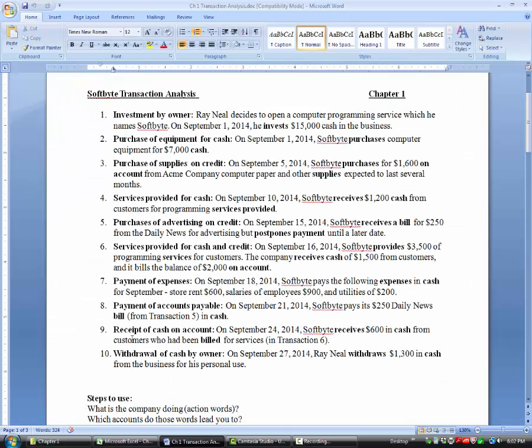Similarly, Softbyte won't have another expense just by virtue of paying its existing bill. Looking at transaction number 9, we see that there's a receipt of cash on account. Receipt is just receiving cash, so already we know that cash is probably going to go up. So let's read. On September 24th, 2014, Softbyte received $600 in cash from customers who had been billed for services in transaction 6. So here again, this principle comes to the fore that I was speaking about previously, in that we are referring back to transaction 6.